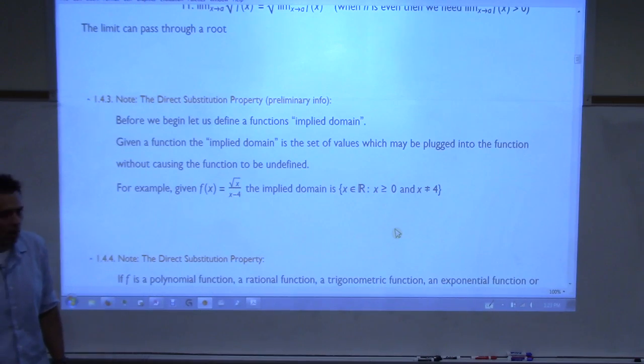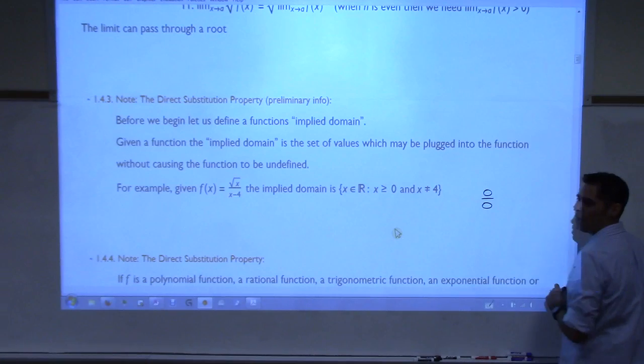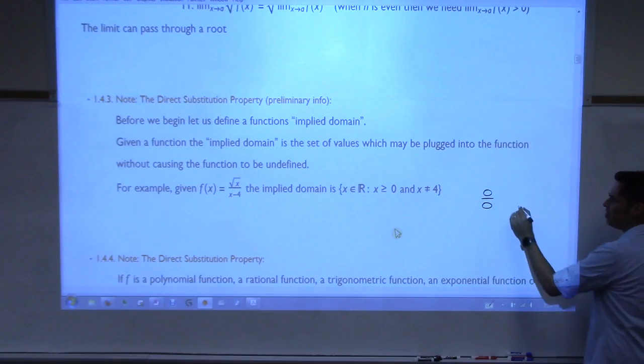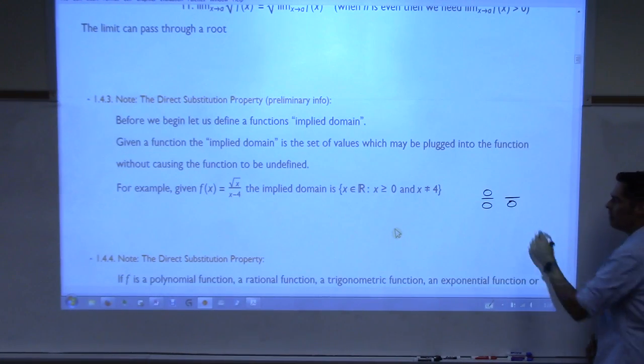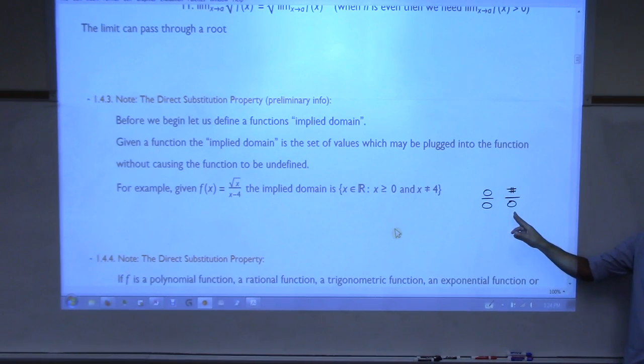What do I mean by issues? What are the things that are going to be problems for us? If we see 0 over 0, that's going to be a problem. If you see 0 on the bottom, just either way, right? Even if this is just some number up here, it doesn't matter what it is. Division by 0 is not going to be good.